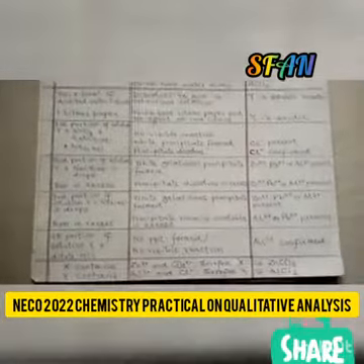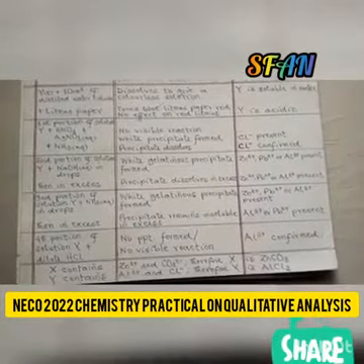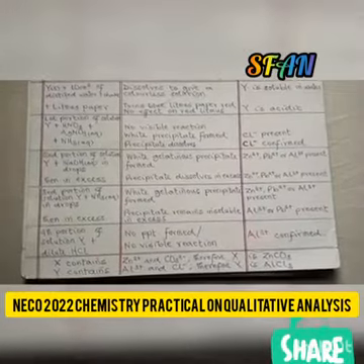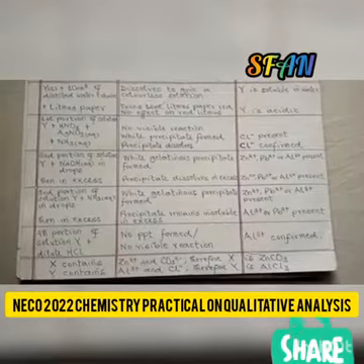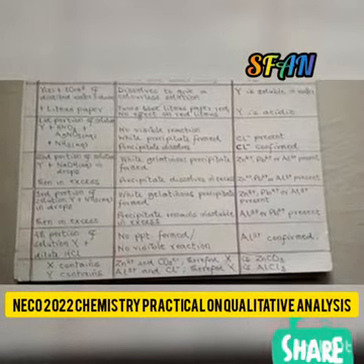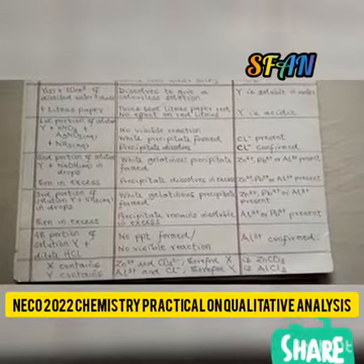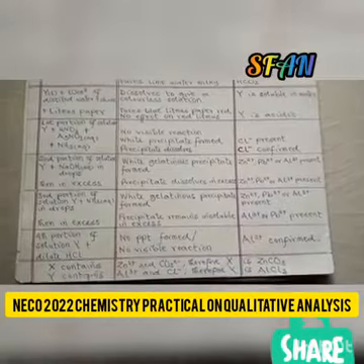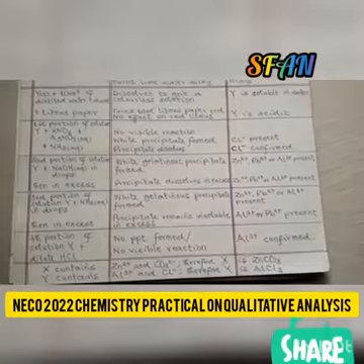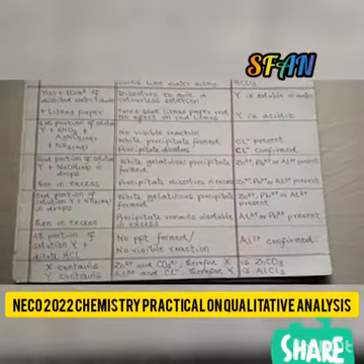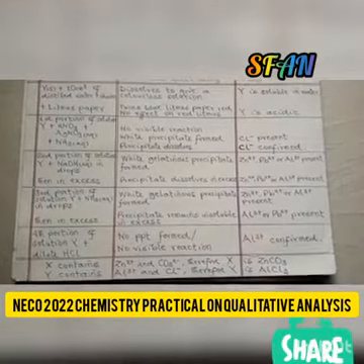Then to the second portion of solution Y, we added sodium hydroxide in drops and then in excess, and we notice that a white gelatinous precipitate is formed, and our inference is that Zn²⁺, Al³⁺, or Pb²⁺ is present. Then upon addition in excess, our observation was that the precipitate dissolves in excess to give a colorless solution, and our inference is that Zn²⁺, Al³⁺, or Pb²⁺ is present.